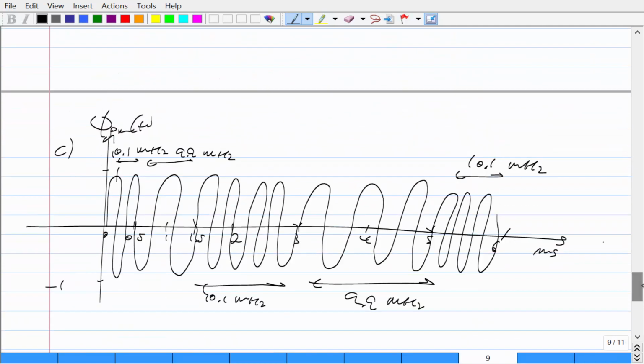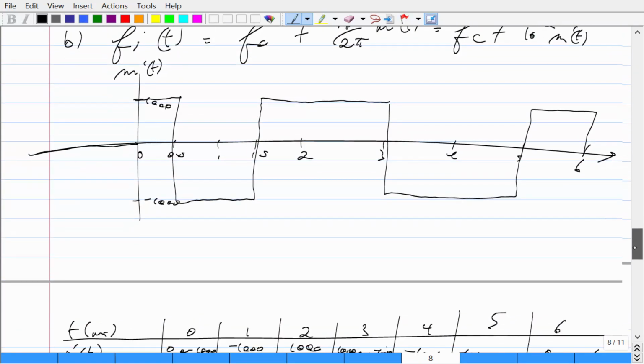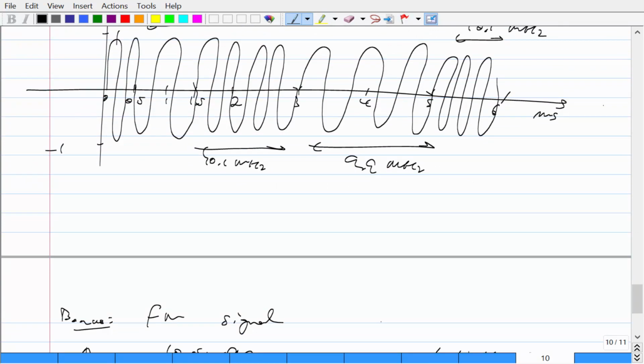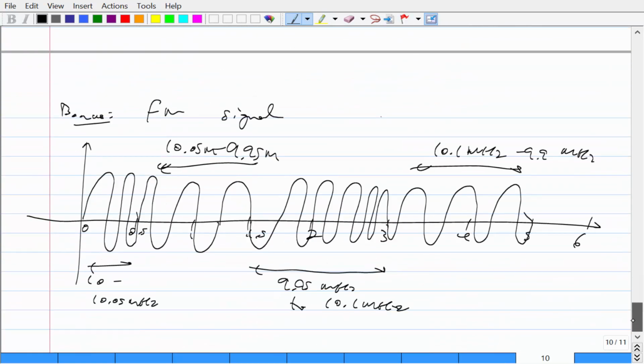And then finally, going from 5 to 6, we're going to speed it up, going from 9.9 back to 10. All right, so it's simply going to look like this, like that. So between here and here, it goes from 9.9 back to 10.